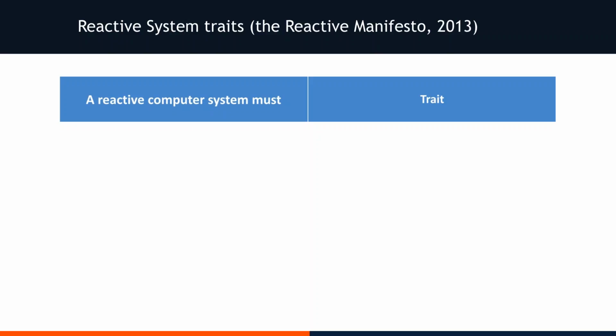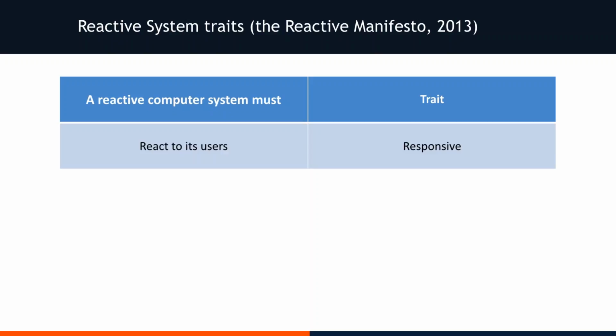But anyway, this Reactive Manifesto defines that a reactive computer system must react to its users. That is, it has to be responsive. So what does this mean? It means that a reactive computer system should always try to be available. Even in case of failure, we should stay available, maybe offer our users a degraded version of our service, or maybe even just a message saying service unavailable is better than no response at all. When you go to a website and there's a timeout and you never get a response, that should never happen.